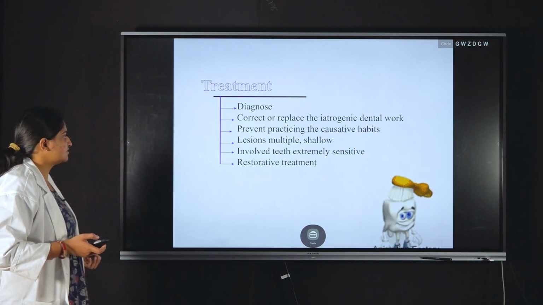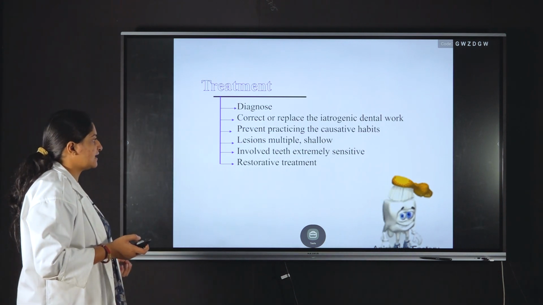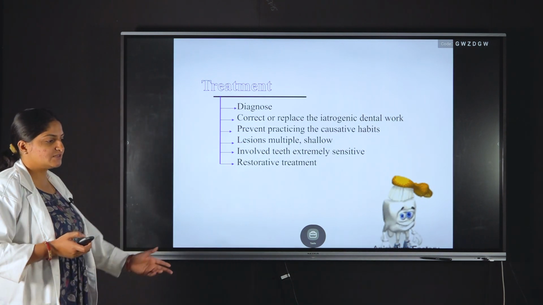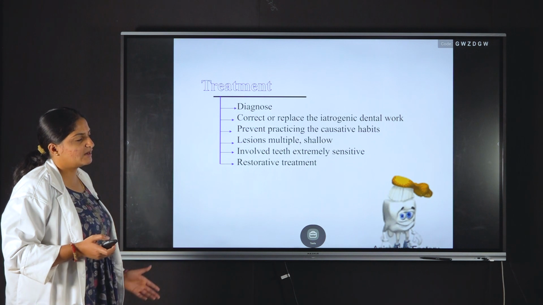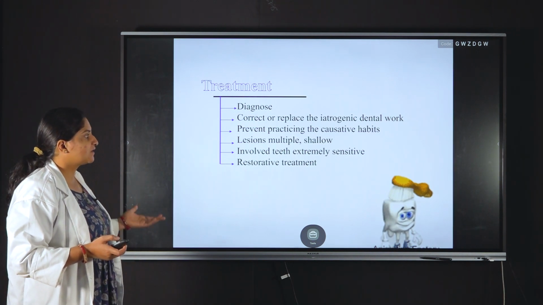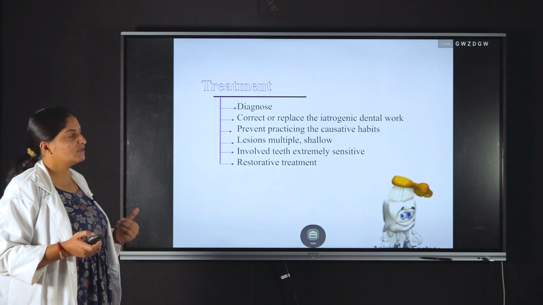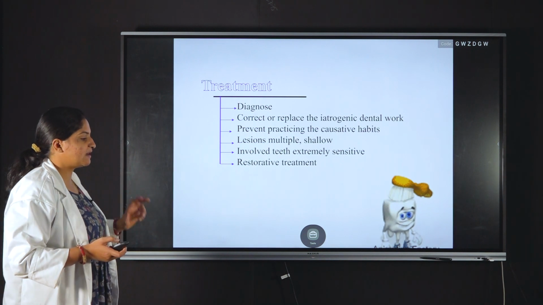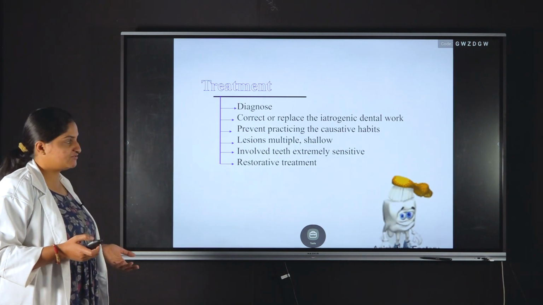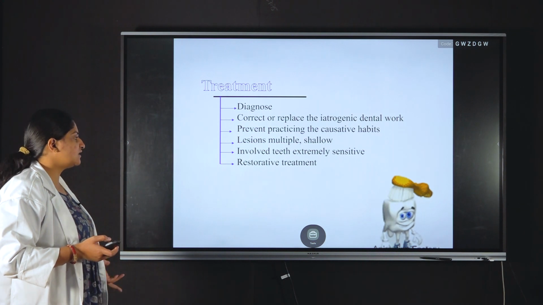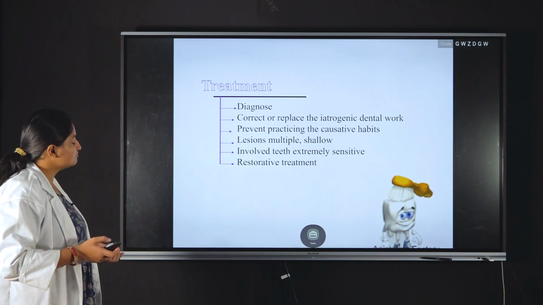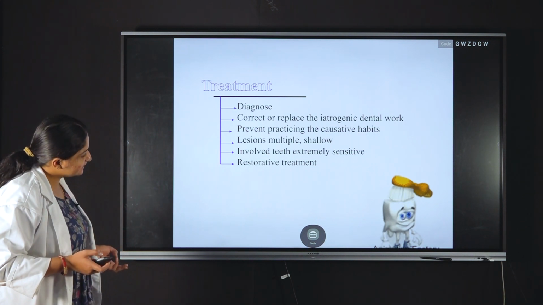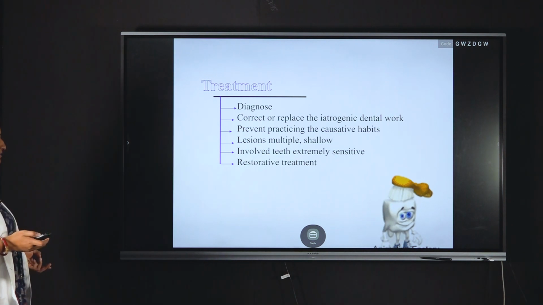any other treatment procedures. Then the second thing is correct or replace the iatrogenic dental work. If it is caused by the iatrogenic dental error, then we can correct it. Either if it is wrong during any procedures during abrasions or any restorative procedures, that can be replaced or corrected. So prevent practicing the causative habits. Once we identify the causative habit, that habit must be changed. And then lesions multiple shallow. If there are lesions, the treatment modality can be planned accordingly. Involved teeth extremely sensitive and the restorative treatment.